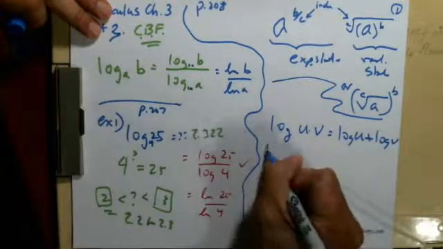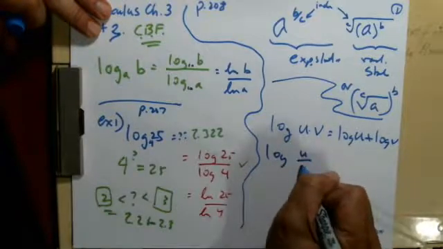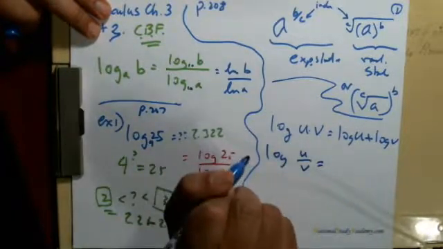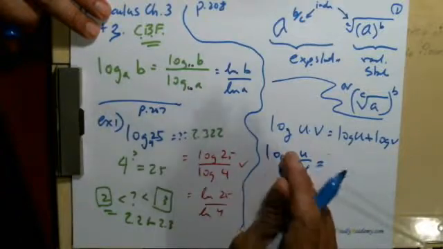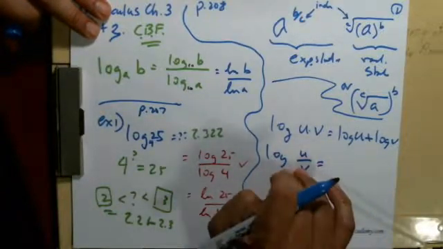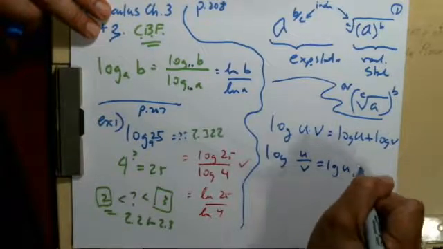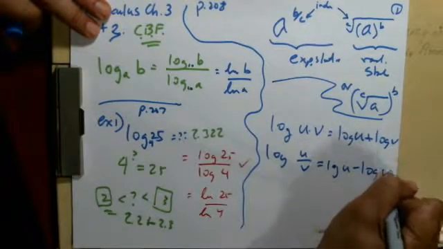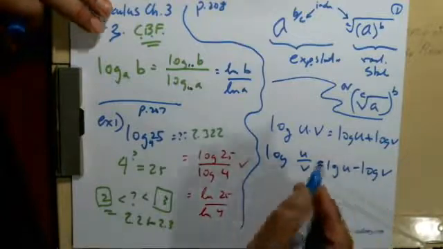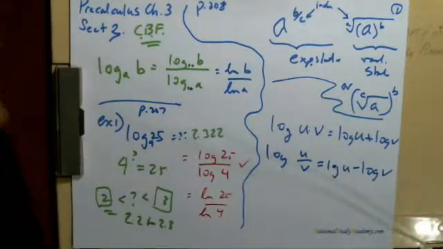So let's try another one. The log of u divided by v, what do you think that is? If you want to pause and think about it. If the product is a sum, then the quotient must be log of u minus the log of v. Like I said, I don't care what base you use. You can use any base you want.